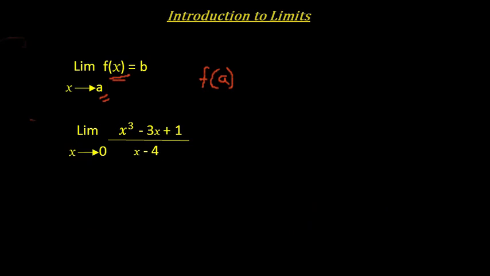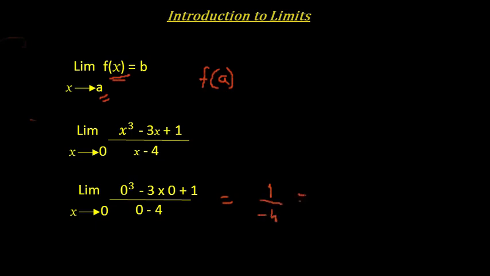Let us see one more example. In this example, we have a larger numerator and a smaller denominator, and x is tending to 0 instead of 2. Here again, if we simply substitute, we should get our limit value. Substituting 0 for x, we get 0 cube minus 3 into 0 plus 1, divided by 0 minus 4, which is 1 divided by minus 4, equal to minus 1 by 4. So minus 1 by 4 is the limit of this expression when x tends to 0.